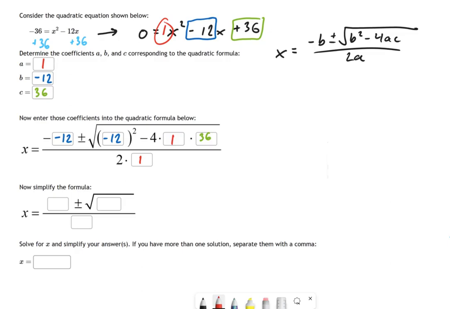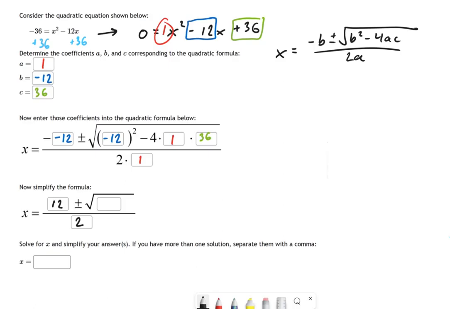This is pretty good for starters, but I can work with this a little bit more to simplify things. For example, over here on the left, if I say, what's the negative of negative 12? Well, that's just 12. So we're going to say 12. And on the bottom, that's really easy. 2 times 1, well, that's just 2. What's under the square root symbol is a little more complicated. So I'm going to use my calculator for that.